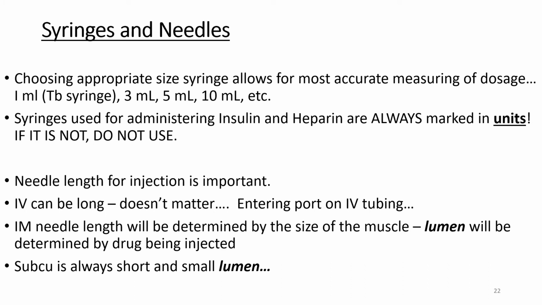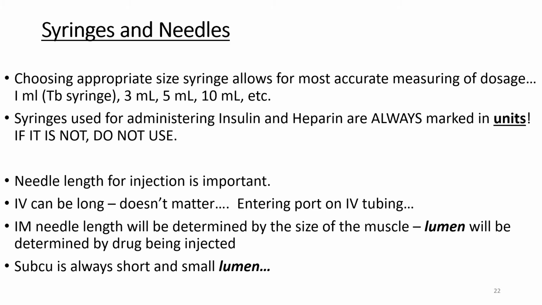Now, as far as giving TB testing, things like that, your syringes typically come in 1 mL, 3 mL, 5 mL, all the way up to 60 mL. Sixty mL syringes are typically used for either feedings or flushes, for administering maybe a bolus of normal saline or something of that nature. So those are going to be your 60 mL syringes.